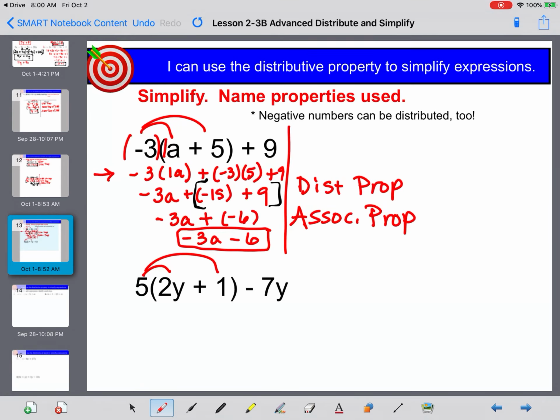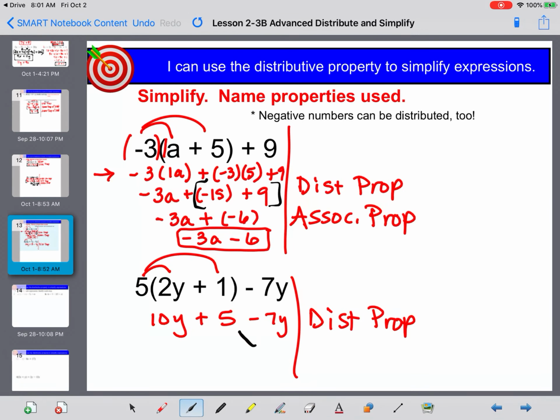Okay, the next one. 5 times 2y is 10y. 5 times 1 is 5 minus 7y. That was the distributive property. The next step, I need to rearrange these or change the order so that my y is next to my other y. 10y plus negative 7y plus 5. And that was the commutative property.